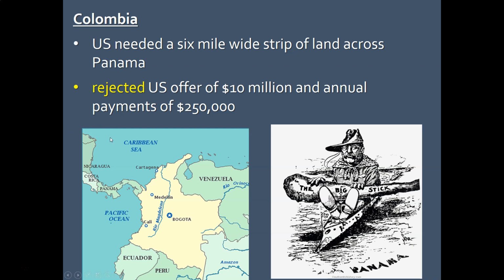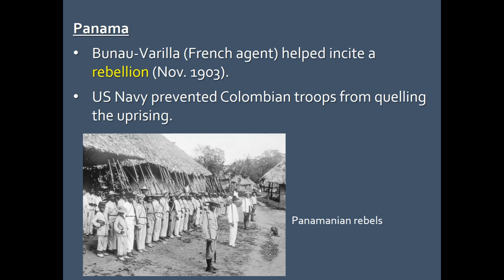Well, this is where things get a little unclear as to exactly what happened. It's a little smoky, a little cloudy. Down in Panama, there were people who wanted to rebel against Colombia. They wanted independence. They didn't want to be ruled by Colombia any longer. And into this situation comes a guy from France by the last name of Bonaventure. He's not really working for the French government. He's kind of just a lone ranger out there. And he helps incite a rebellion in Panama against Colombia.